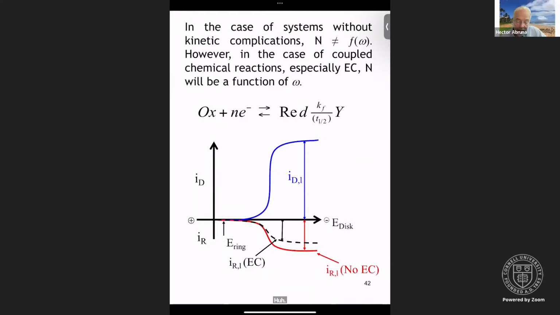So it says, in the case of systems without kinetic complications, meaning everything is stable, the collection efficiency will not be a function of omega because nothing is happening. However, if you have coupled chemical reactions, especially EC, meaning red is being consumed, then N will be a function, and in some cases a very strong function, of omega.